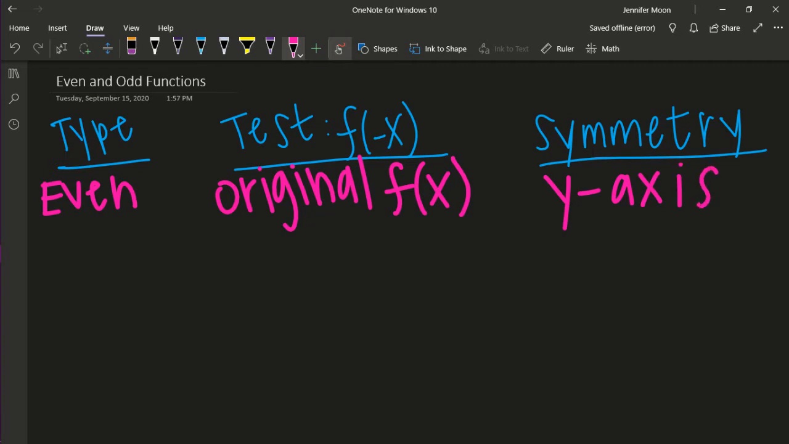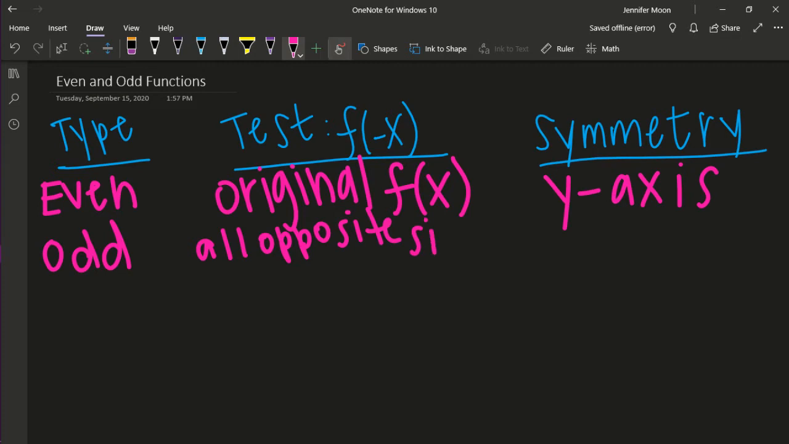Okay, so say we did our test and a function ended up being odd. The reason why this function would end up being odd is because when we plug in negative x into our function, we end up getting our f of x that we started with, but now all of the signs are opposite. So we could say all opposite signs, and you would actually write that as f of negative x.